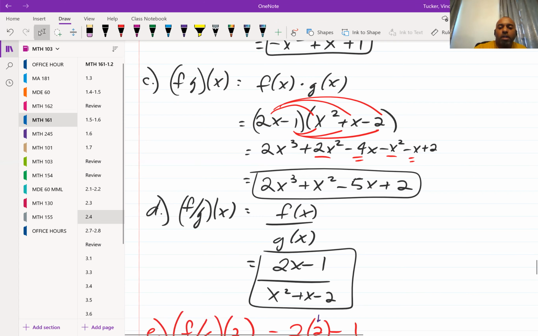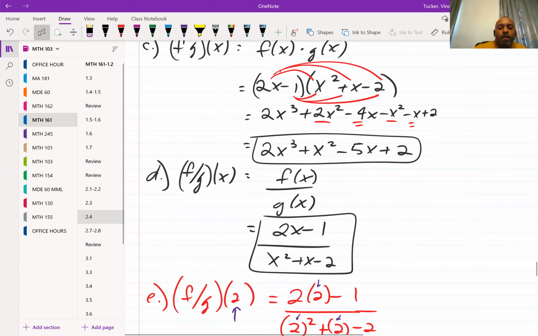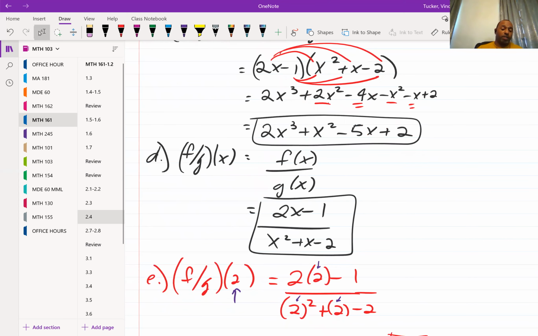All right, one more. Now this one actually gives us a number, 4x. Notice how it says find f of g of 2. And normally it says f of g of x, just generally. So what that means is that you just take 2 and plug it in where you see x in your f of g of x function.